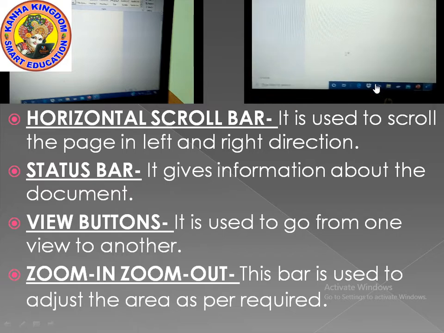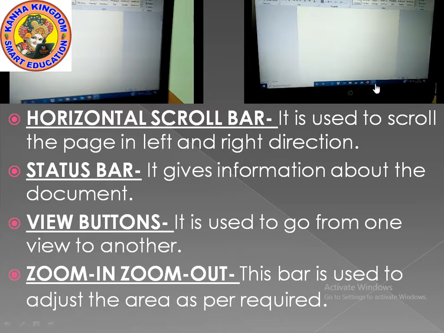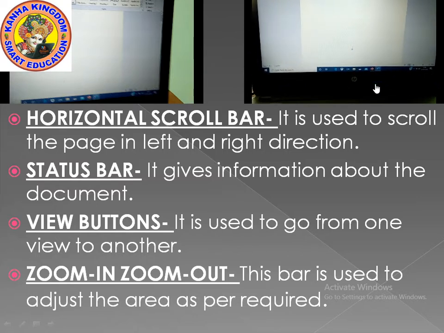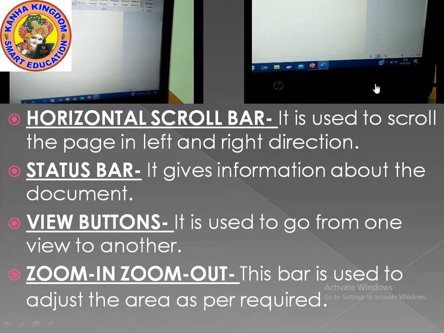And this is the horizontal scroll bar. This one, this mouse pointing I am showing you, is the horizontal scroll bar, so that you can move this page from right to left. Okay, this can be moved. Then what are the view buttons? This is the view button. This one, read mode, print layout, web layout, these are the view buttons. It helps us to move from one view to another.